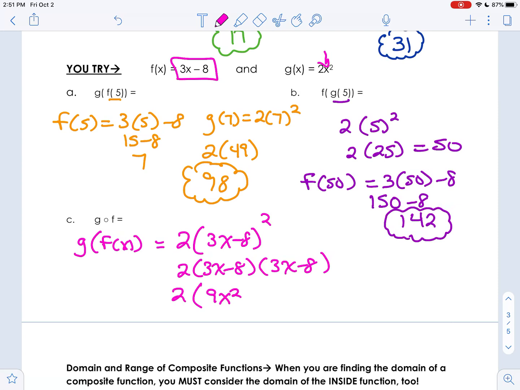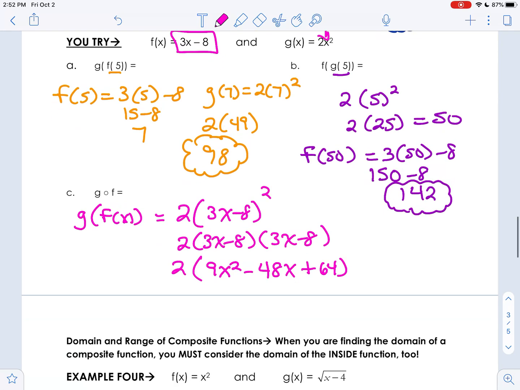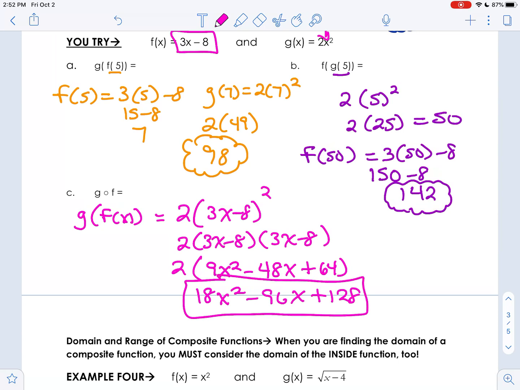And when we FOIL, we get 9x squared minus 24x minus 24x is minus 48x. And negative 8 times negative 8 is positive 64. One more step will be a distributive property. So 18x squared minus 96x plus 128.